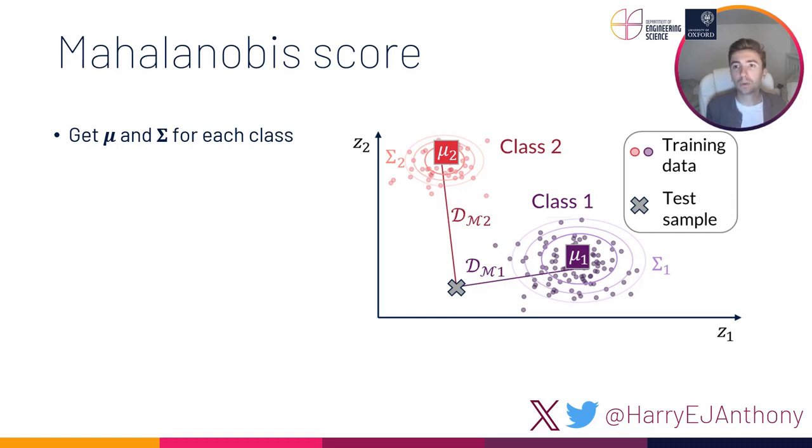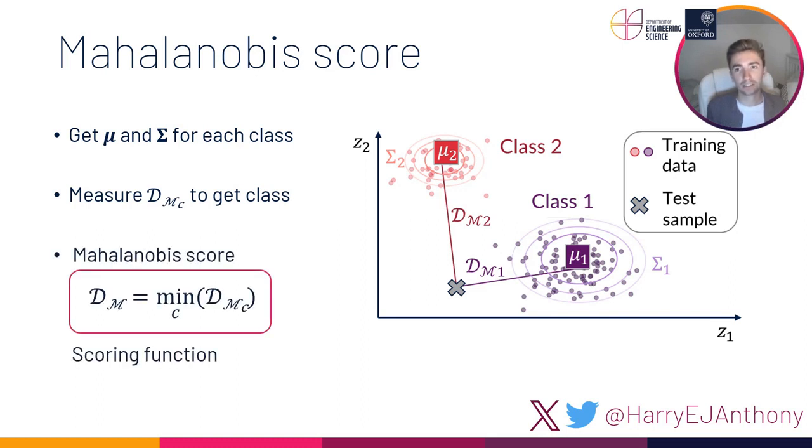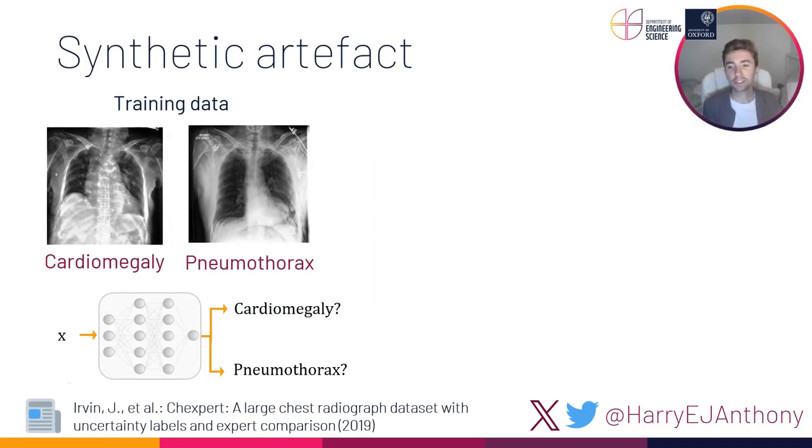To account for this, we measure the mean and covariance matrix of each class in the training data. We then use this to measure the Mahalanobis distance to each class centroid in the training data to our test input. Finally, the distance to the closest class centroid is called the Mahalanobis score, and we use this as our out-of-distribution scoring function.